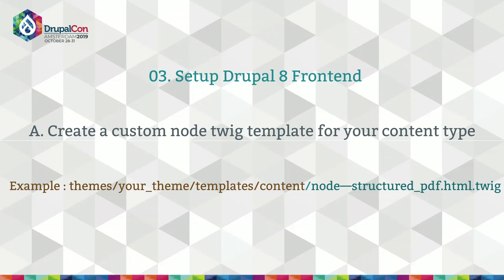Okay, the next step, setting up the Drupal front end. So there is Entity Print. What it does is it takes your node template and it generates the PDF for you using the engine which you selected, right? So there is nothing very PDF specific you need to write. You just need to modify your node template. Here, for example, you can just add structured PDF HTML.twig file, and you're all set. You just need to print the fields here.